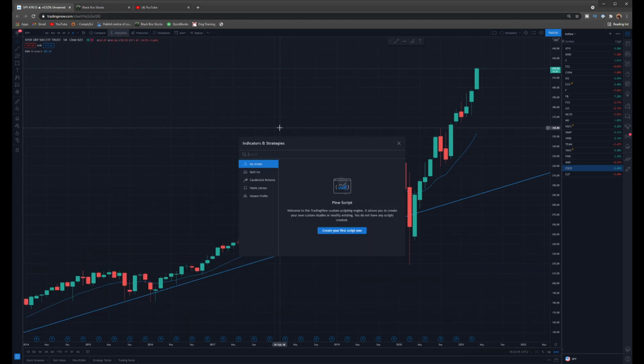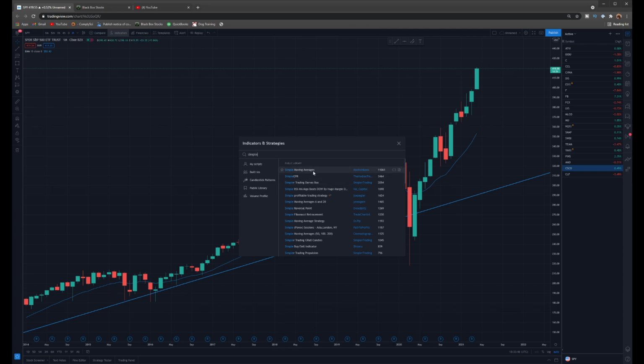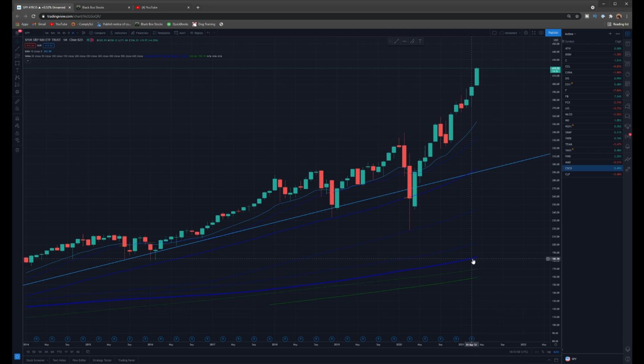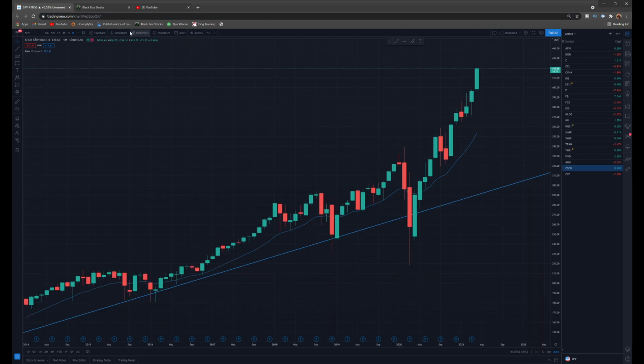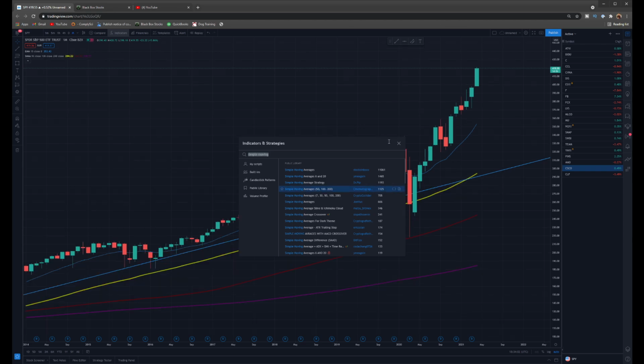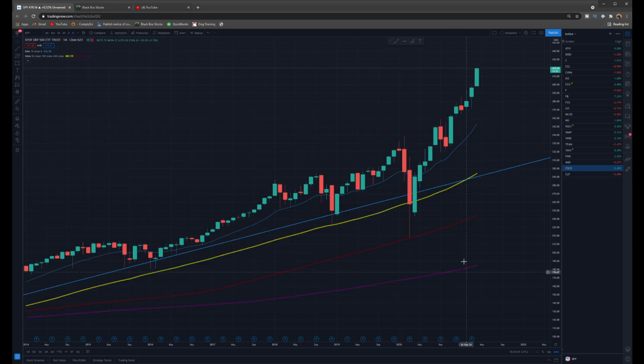I'm going to go back up to indicators. I'm going to type simple moving average. And that's not what I wanted. Let me get rid of this, remove. Okay, there we go. Simple moving average. And you're going to see the one that says 50, 100, 200. This is what I want. So I'm going to click 50, 100, 200, and these are going to be all different colors.